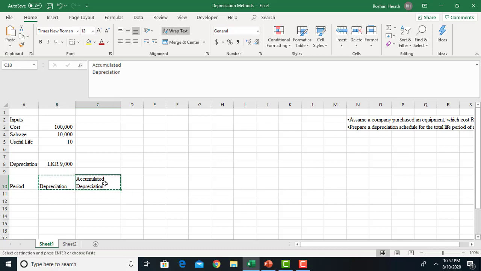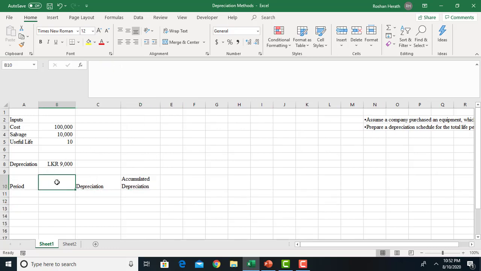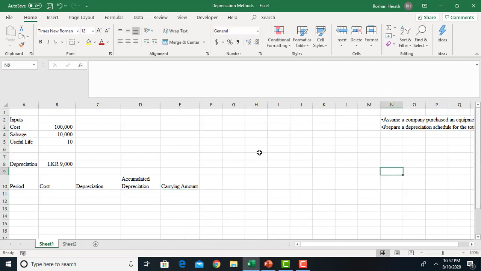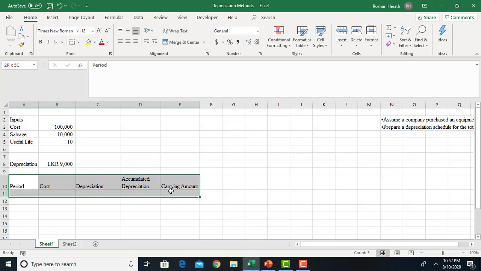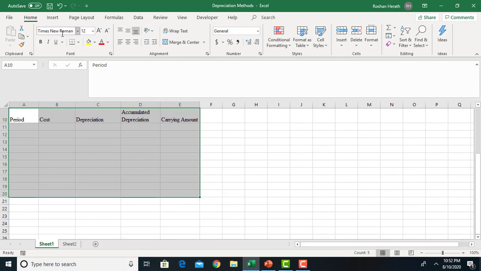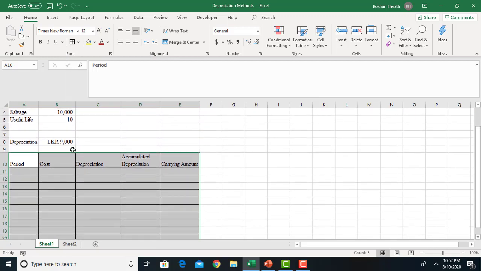Before these two information, in fact, you should have taken the cost information as well. That is an important ingredient that I had missed earlier. So I might take the cost, the period, the cost, the depreciation and accumulated depreciation, and finally we may get into the carrying amount. So this would be the most important information for the preparation of the depreciation schedule. So here we call it the depreciation schedule.